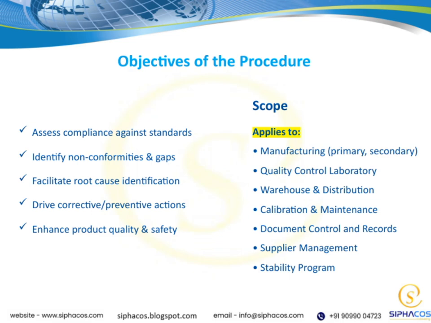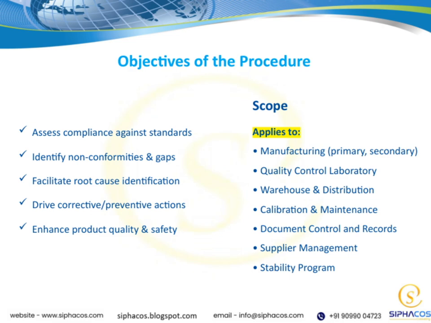Calibration and maintenance are critical to keep our equipment accurate and reliable. Document control and records are essential for maintaining traceability and compliance. Supplier management is another vital area, overseeing the quality of our raw materials and components. Lastly, our stability program, which ensures product stability over time.